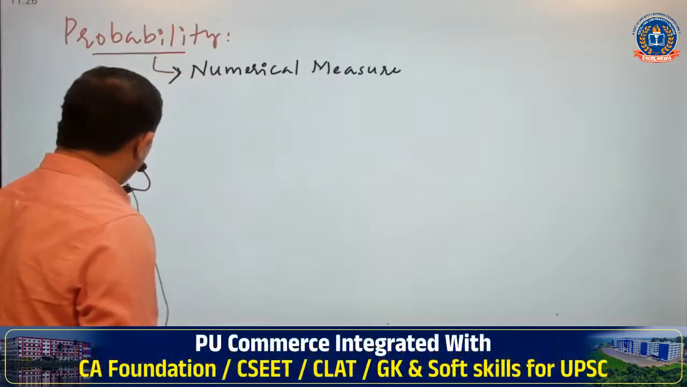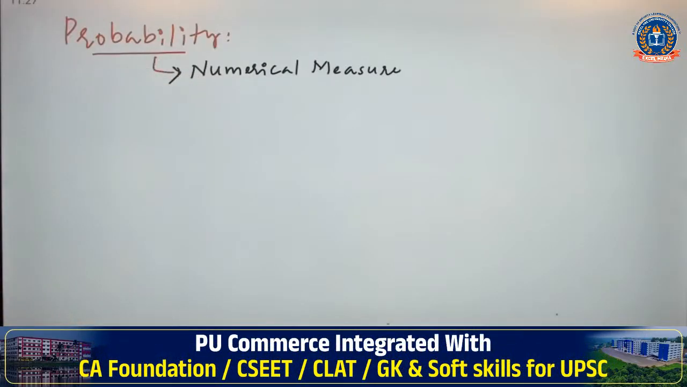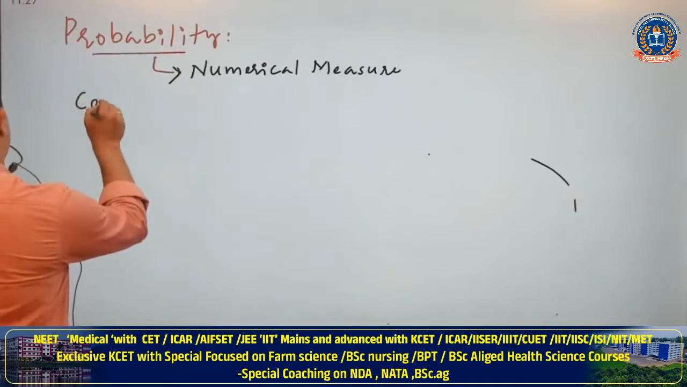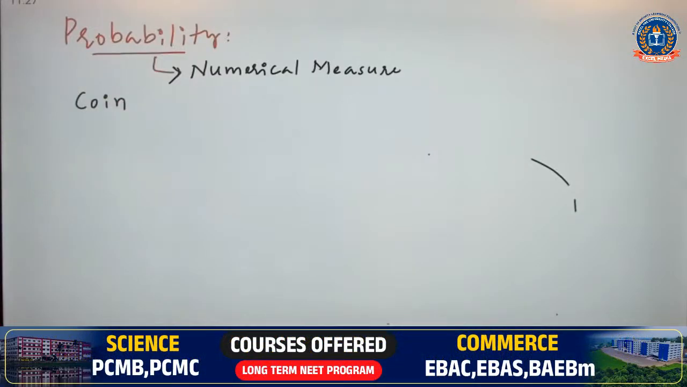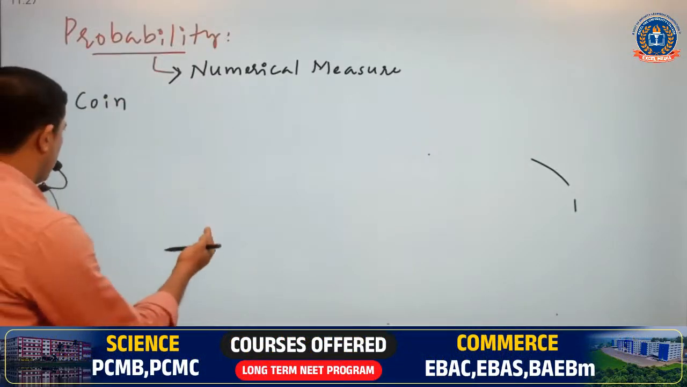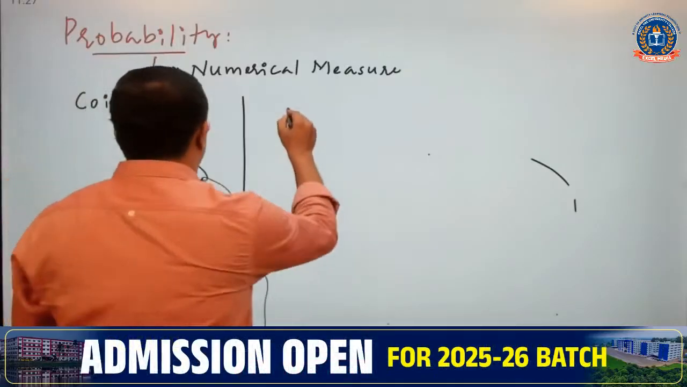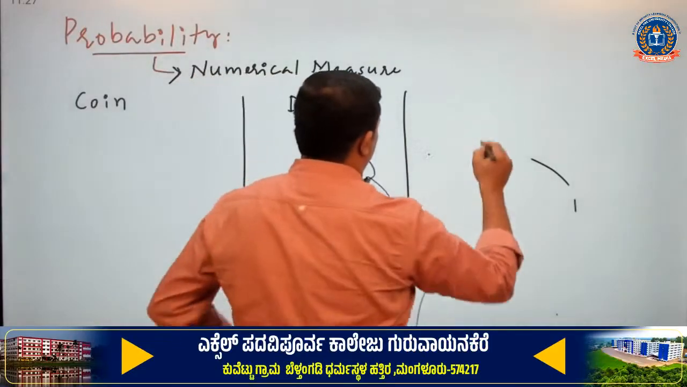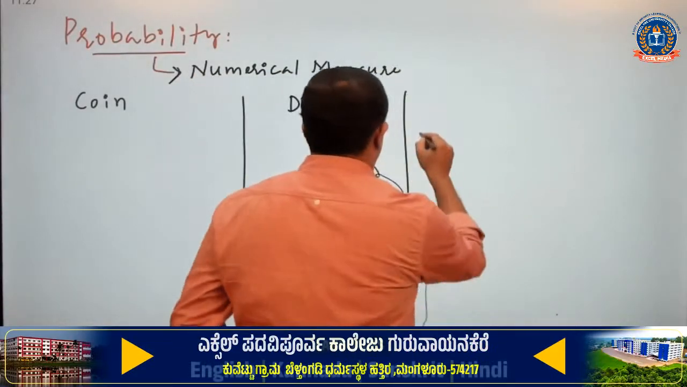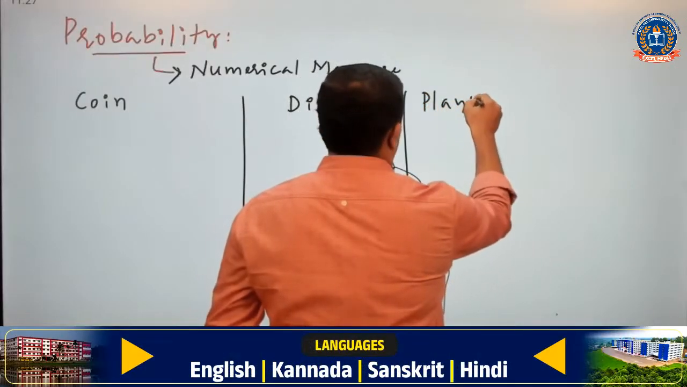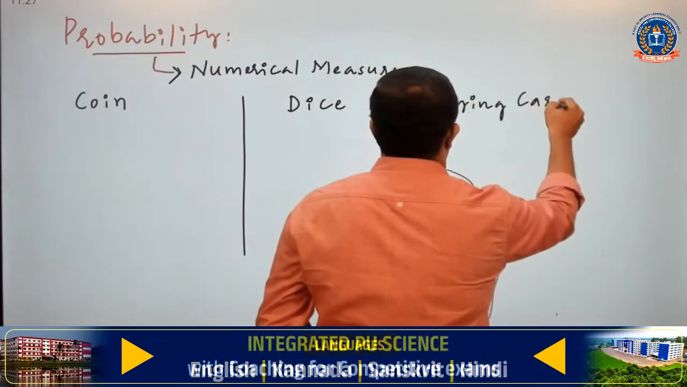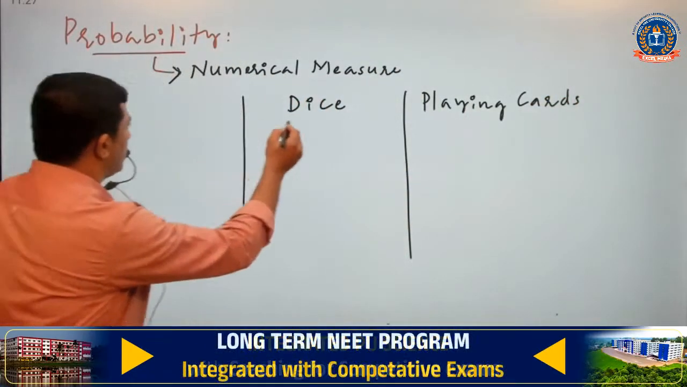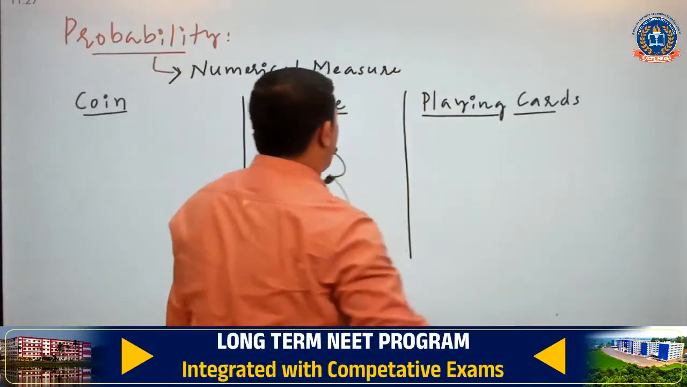Now, what are the required aspects of probability to deal with a particular set of problems? That we will do. One is a coin. We should have complete knowledge of coins. The second one is a dice. And the third one is playing cards. These are the three main aspects of probability. Every student must have a good idea of this.